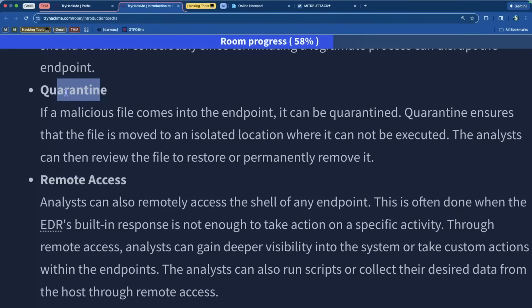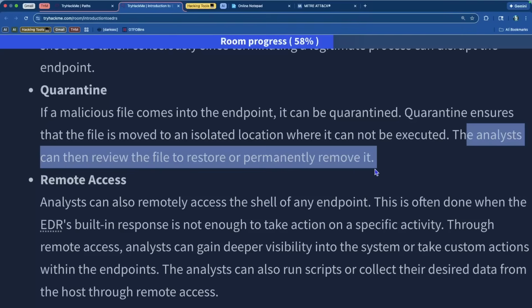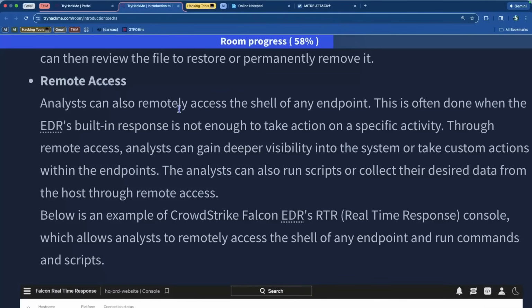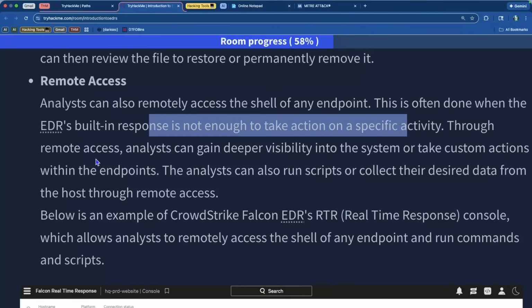Quarantine. So it's kind of another way of saying isolate, but in this case, we're quarantining the actual file itself. We're not quarantining the entire machine. We're not isolating the entire machine. So quarantine ensures that the file is moved to an isolated location where it cannot be executed and the analyst can review it. Then we have remote access, so you can just remotely access the shell of any endpoint, often done when the EDR built-in response is not good enough to take action on a specific activity.